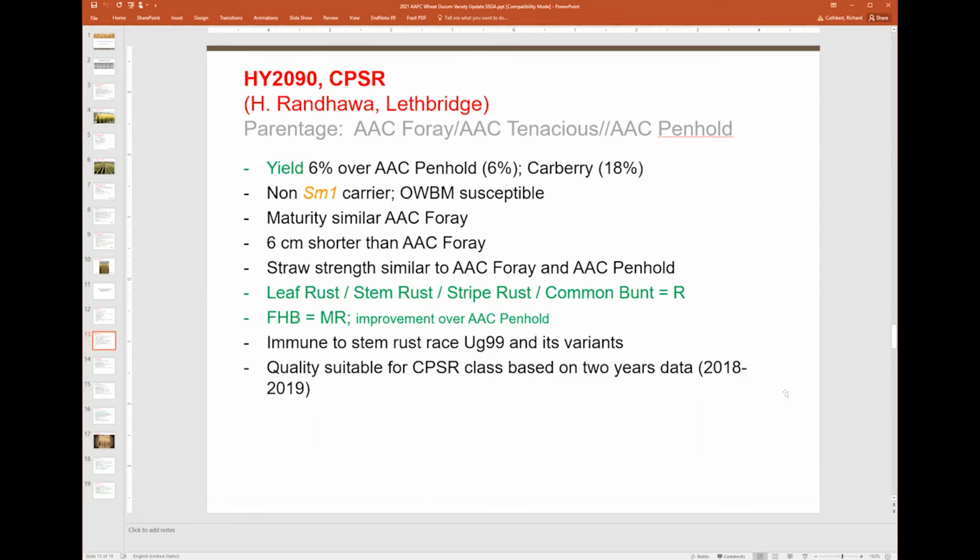So this line, HY 2090, yields 6% over Penhold and 18% over Carberry. It's a non-SM1 carrier. It's midge susceptible. Maturity similar to Foray. It's a little shorter than Foray, which is ideal. Straw strength similar to Foray and Penhold. We haven't had a lot of good straw strength data in the last few years in the registration testing, as it's been reasonably droughty conditions, which isn't conducive to lodging. Stronger disease package, notably stripe rust, which is rated R. For FHB, Harpender's line is noted as MR. And it's immune to stem rust, race UG99 and its variants.